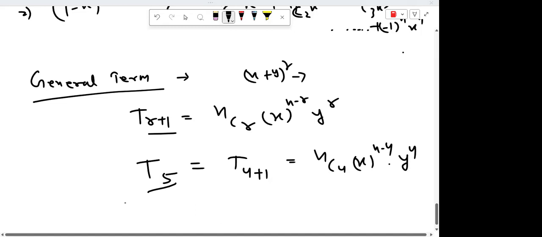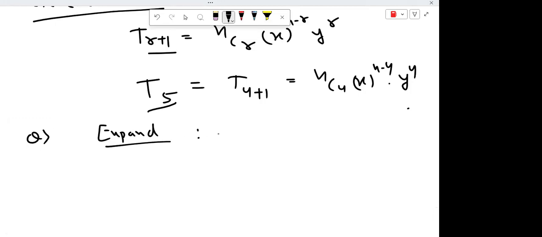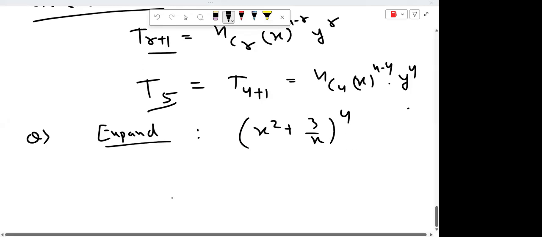Finish, sir. All right. One question. Expand x square plus 3 upon x, to the power 4. And I do not need the answer as 4C3, 4C2. You have to tell me the exact value. Okay. Okay, sir. Simplify.